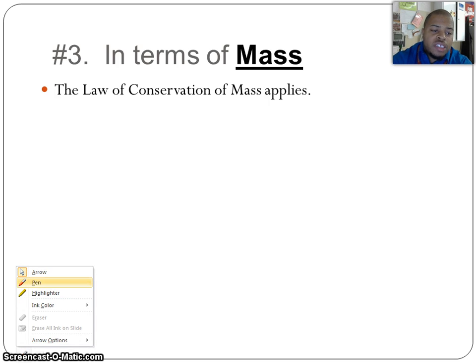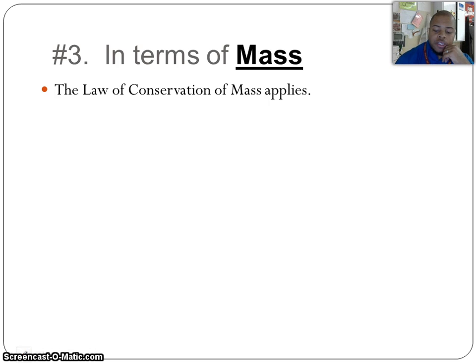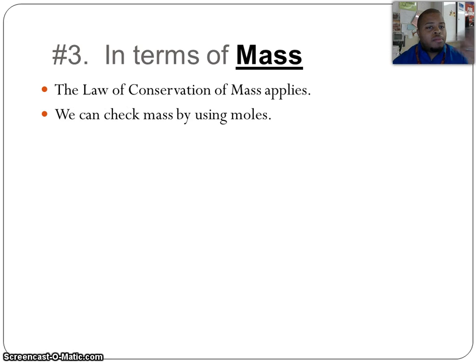Now, all of this still comes from our law of conservation of mass, which basically states that mass is not created or destroyed in a chemical reaction, just rearranged. So we can check the mass by looking at the number of moles. If I have a balanced equation how I'm supposed to, I should be able to look back at it and say, okay, I have 5 grams of carbon on my reactant side. I'll also have 5 grams of carbon on my product side. If it's not true, then I have a problem and I need to fix it.